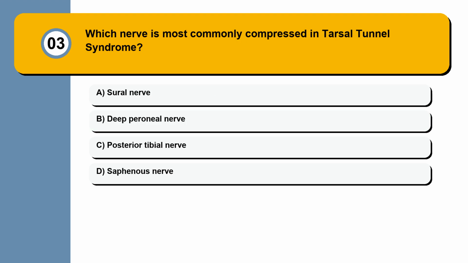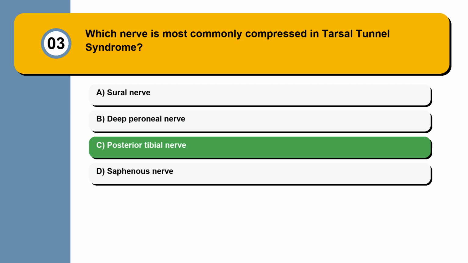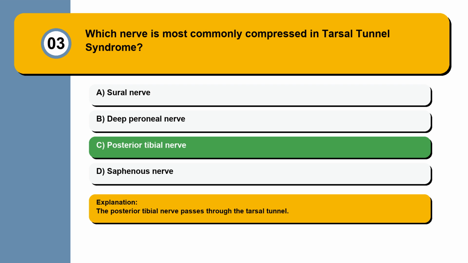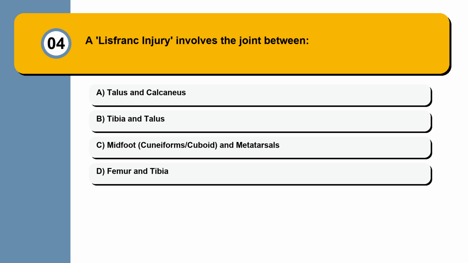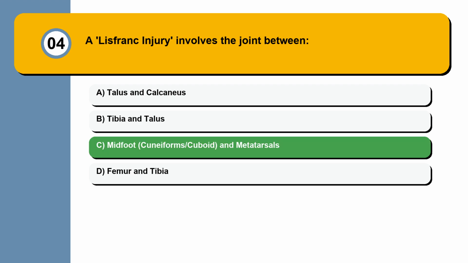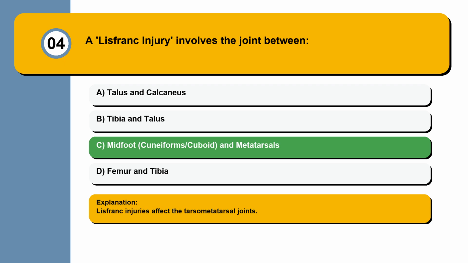Question 3. Which nerve is most commonly compressed in tarsal tunnel syndrome? Sural nerve, deep peroneal nerve, posterior tibial nerve, saphenous nerve. The posterior tibial nerve passes through the tarsal tunnel. Question 4. A Lisfranc injury involves the joint between talus and calcaneus, tibia and talus, midfoot, cuneiforms/cuboid, and metatarsals, femur and tibia. Lisfranc injuries affect the tarsometatarsal joints.